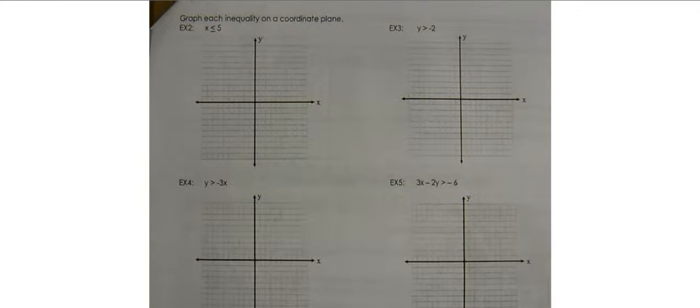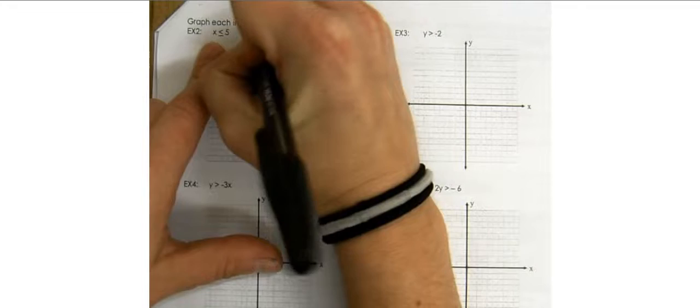So let's go ahead and look at the first example. For this first example, this is x is less than or equal to 5. This is a VUX situation, a vertical line, undefined slope, x equals a number. So I already know I'm going to draw a vertical line. The next thing I need to decide is, is this going to be solid or dashed? And because I have an equal to symbol, I know this is going to be a solid line.